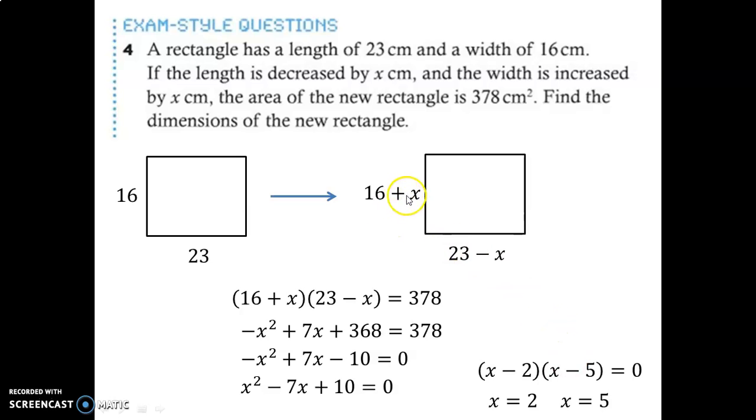All right, so that means that the dimensions of the rectangle are 18 by 21, because if x is 2, then we have 18 here and 21 here. And if x is 5, we have 21 and 18. So again, 21 by 18 for both situations. Dimensions just mean the length and width.